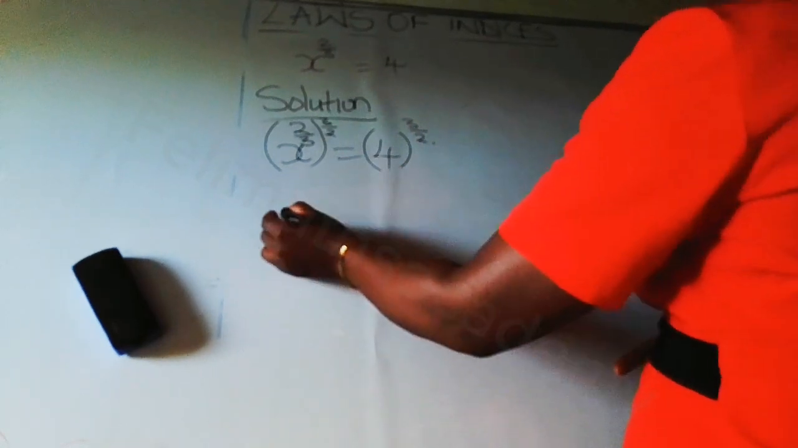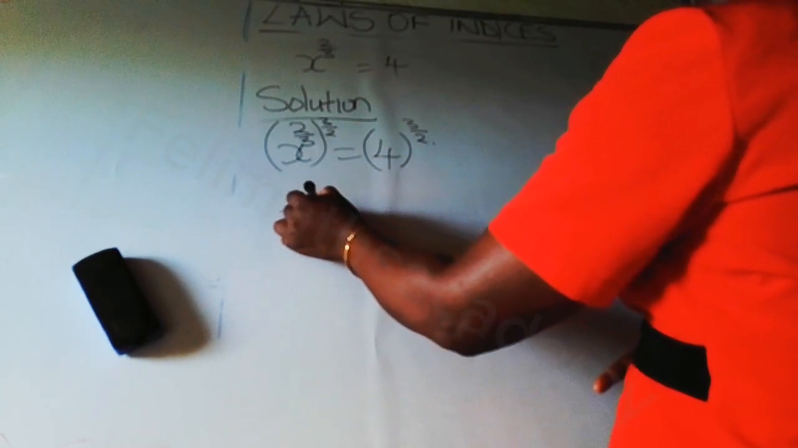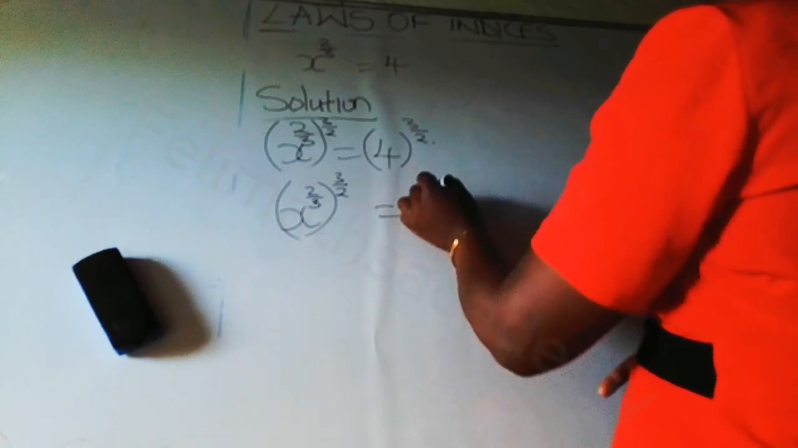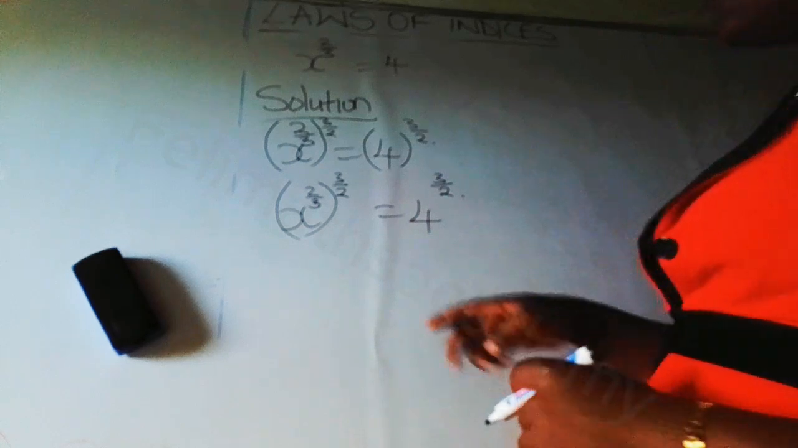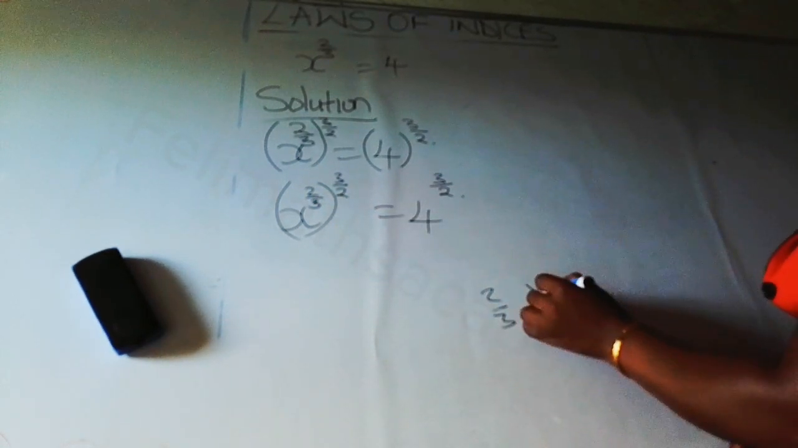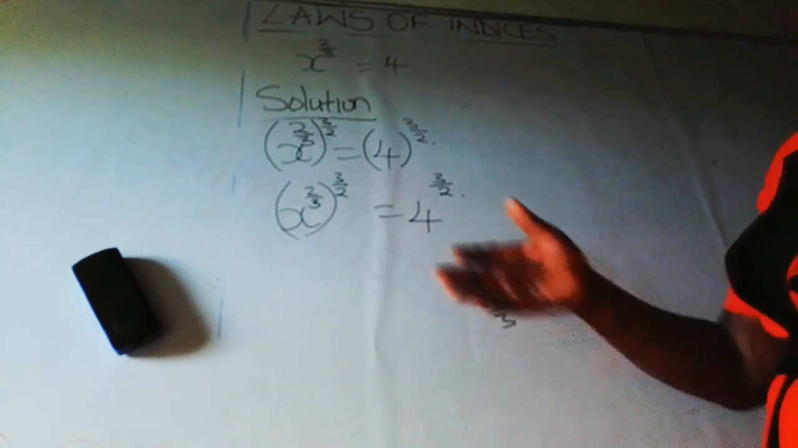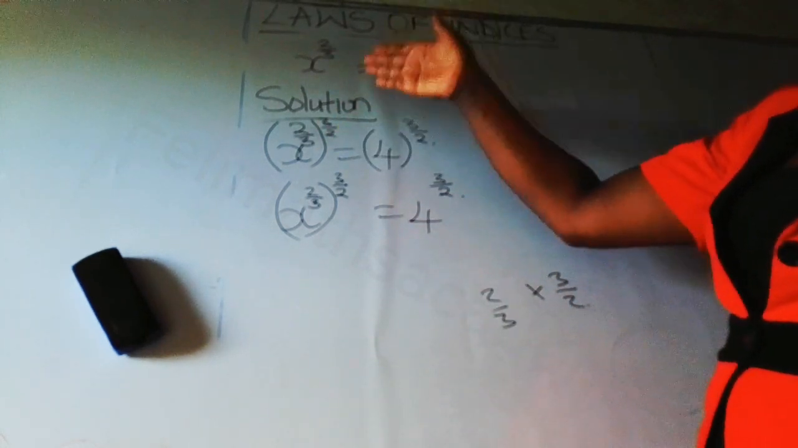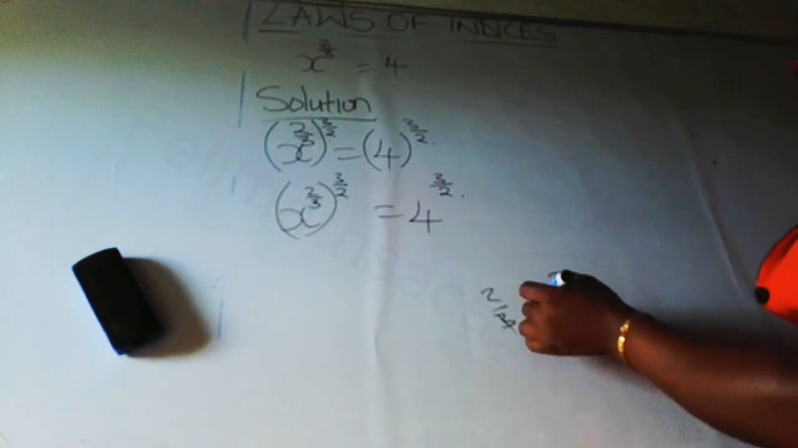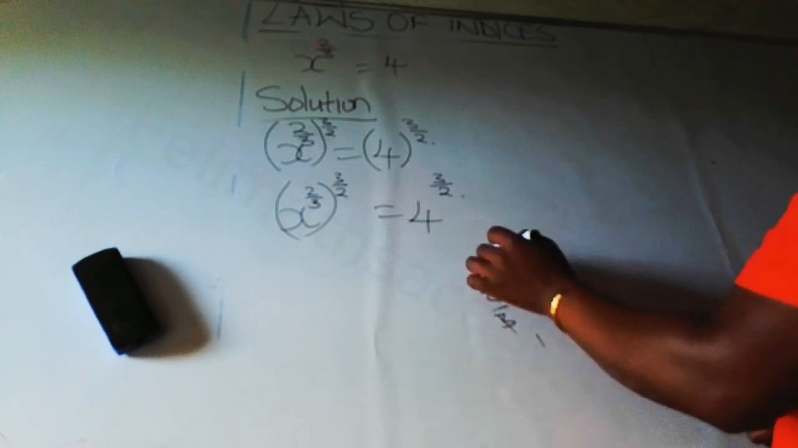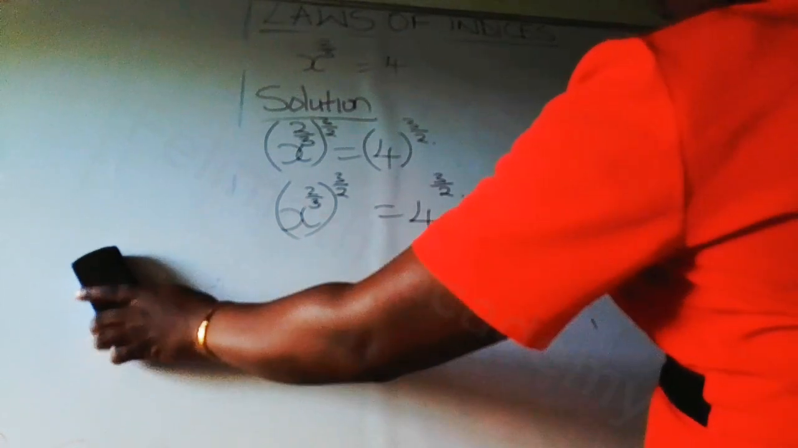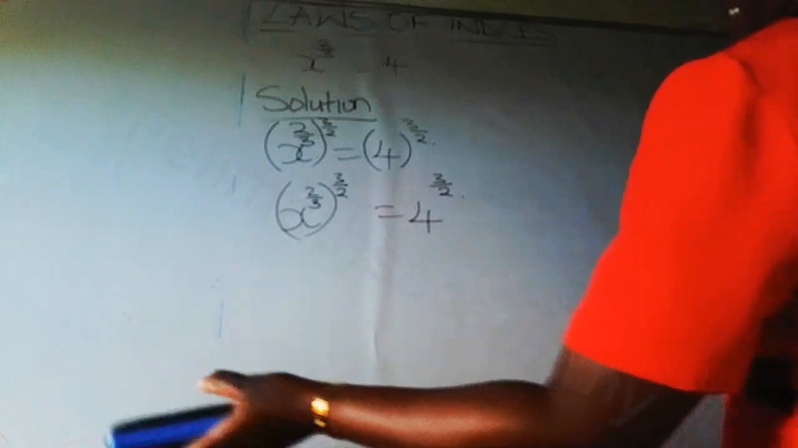So we now have x to the power 2/3 to the power 3/2 is equal to 4 to the power 3/2. This is product of indices. We are now multiplying 2/3 times 3/2. You just introduce a power that is a reciprocal of the existing power. So 3 into 3, 1, and 2 into 2, 1. So we remain with 1. The x to the power 1 is just the same as x.